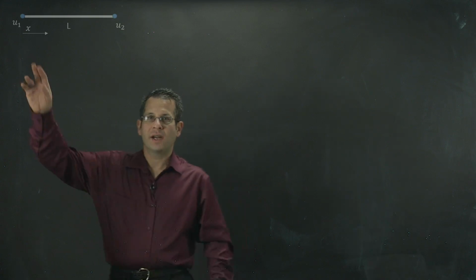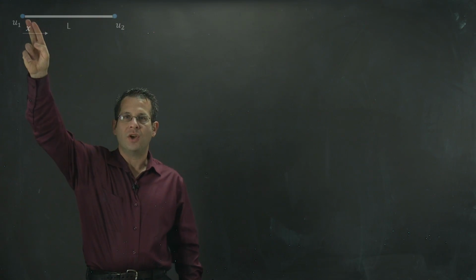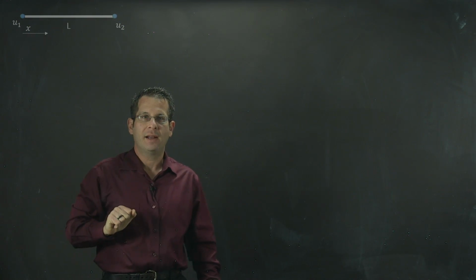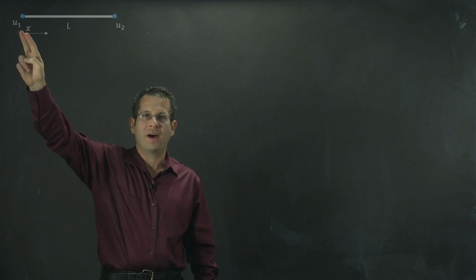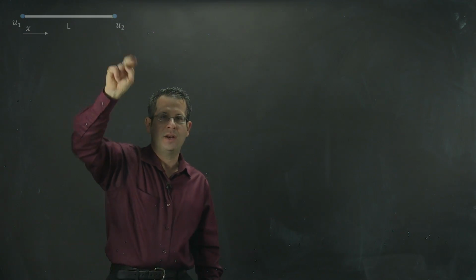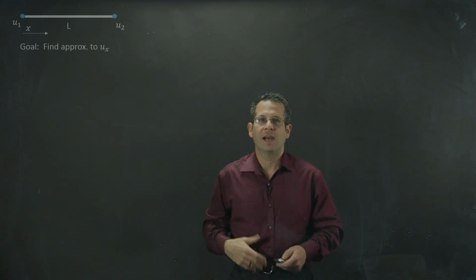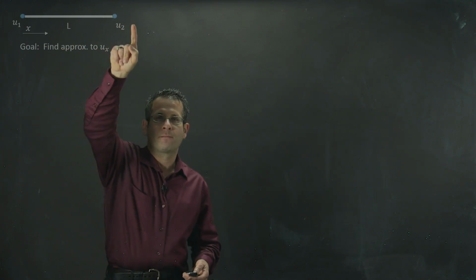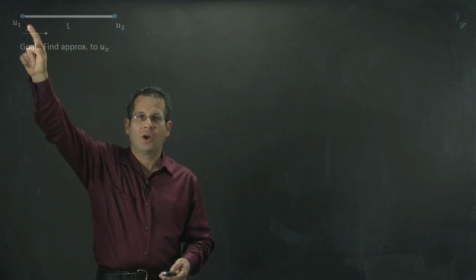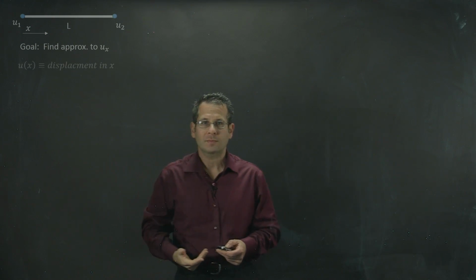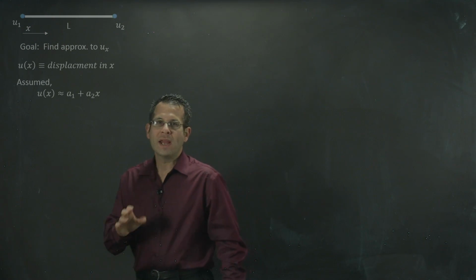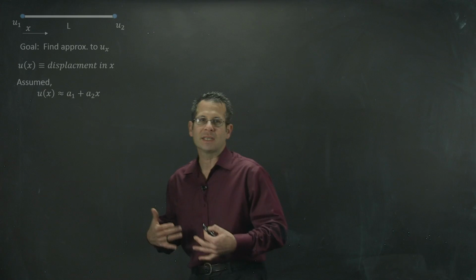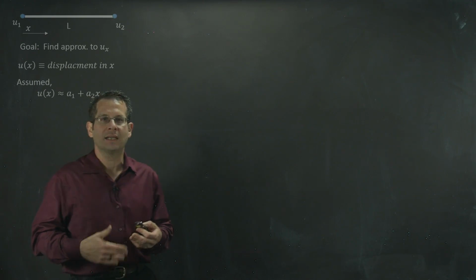You'll recall we're trying to solve for a bar with a node at one end we'll call node 1 and a node at the other end we'll call node 2, and we're trying to find the displacements at node 1 and node 2. What we're really trying to find is an approximation for a function u(x), which is the displacement anywhere along the length of my bar. Because we don't know what this function is, we're going to assume the simplest thing we can assume. We're going to assume that it's a linear function.